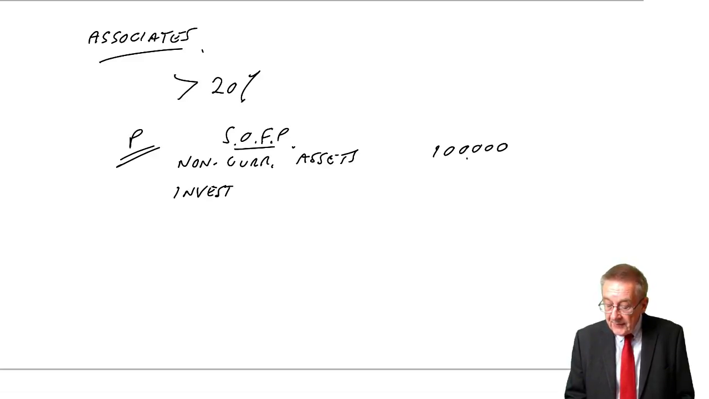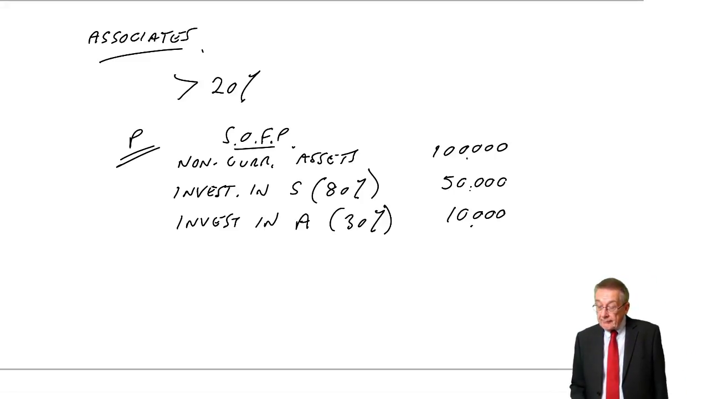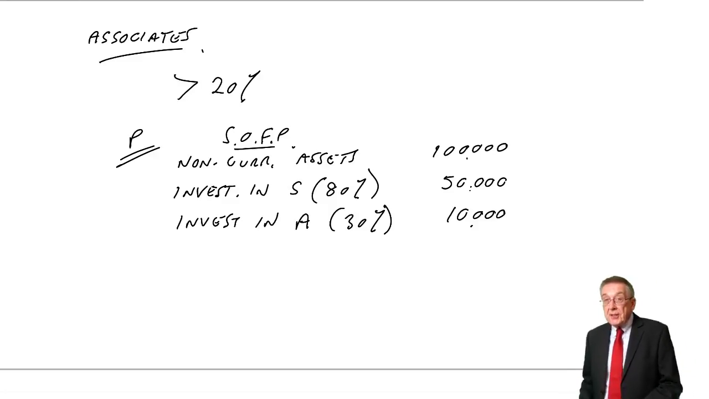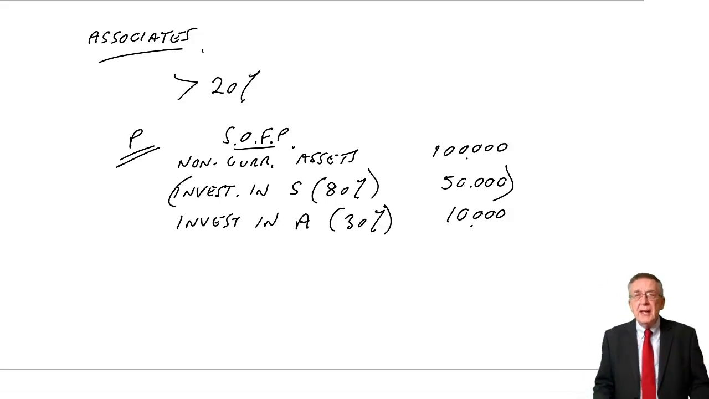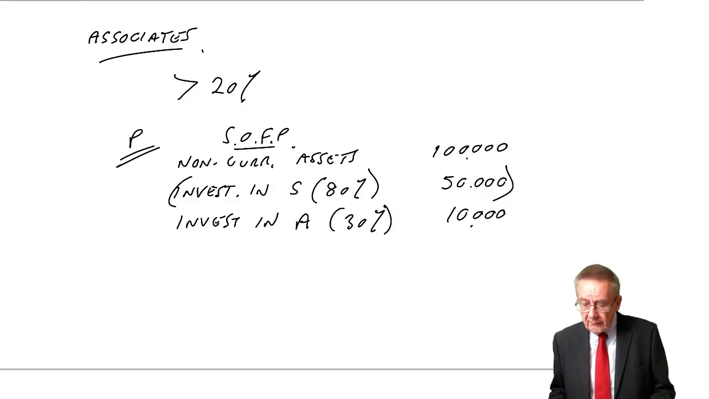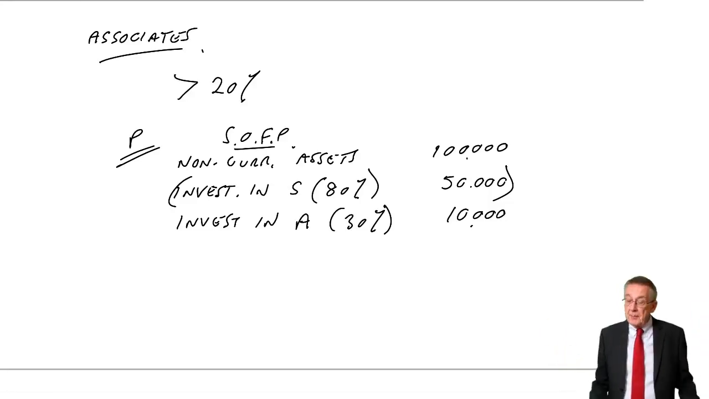Maybe they've got an investment in S. They own 80%, which cost 50,000. And maybe they've got an investment in A, which we own 30%. That cost 10,000. Now, as far as the investment in S is concerned, because we own 80%, it's a subsidiary. And so when we come to consolidate, we don't show that 50,000. Instead, we've got goodwill, we've got non-controlling interest, and so on. As far as the investment in A is concerned, it's not a subsidiary, so we don't go through all that business. However, because it's an associate, we own more than 30%.